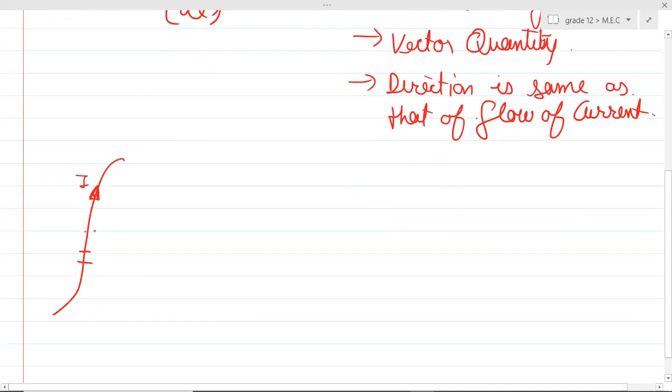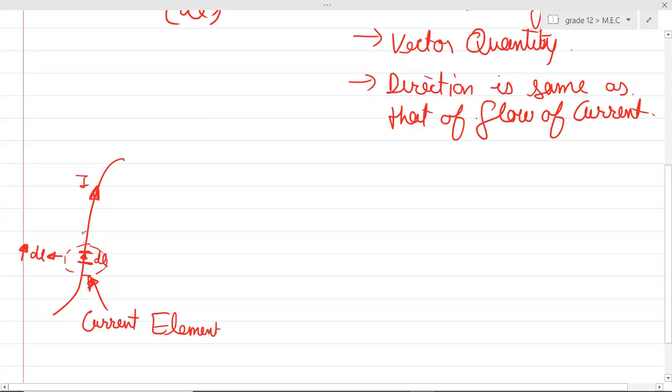Suppose this is a wire. Can you see a wire? Basically, this part is your current element. The length of this part is dl, and the direction of this dl is from here to here, right? So can you see a small vector like this? Yes or no, guys? This is that current element which we are talking about.